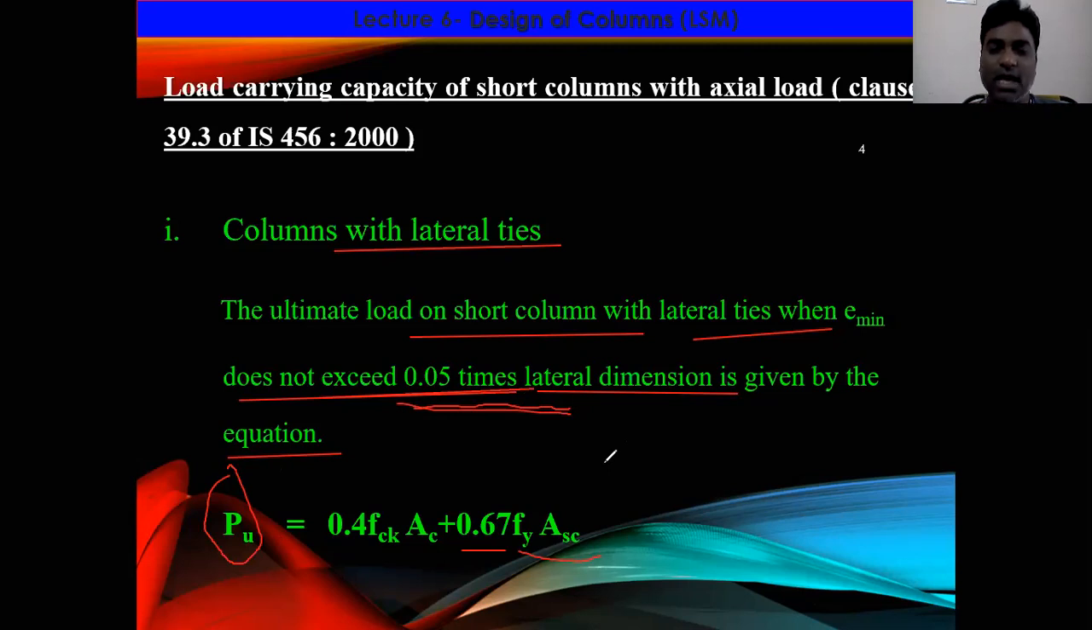Axially loaded means the load passes exactly along the centroidal axis of the column. If it is not passing through the centroidal axis of the member, then we call it an eccentrically loaded column. So this equation is used to determine the ultimate load for short axially loaded columns. Remember, this is related to short columns, not for long columns.